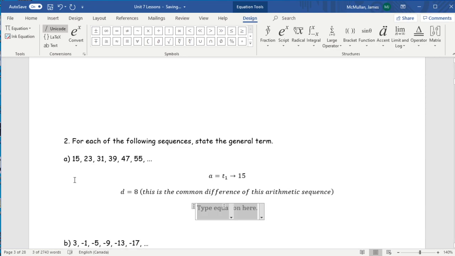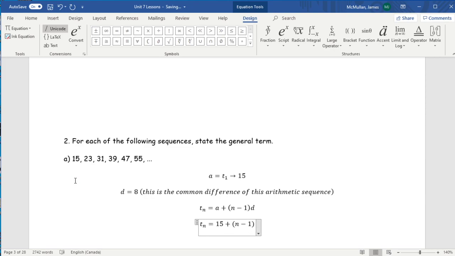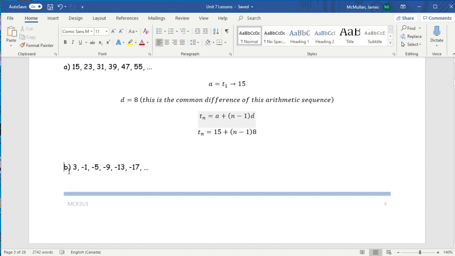Okay, so the general term is always the same. It's A plus n minus 1 d. Therefore, the general term for this sequence is 15 plus n minus 1 times, sorry, what is the common difference? Was 8, right? Yeah, 8. Okay, so 15 plus n minus 1 times 8. And that would tell you any term you want to know. You want to find the 100th term, or the 50th term, or the 20th term, or whatever you want, replace n with 20, and that's it. You get your answer.